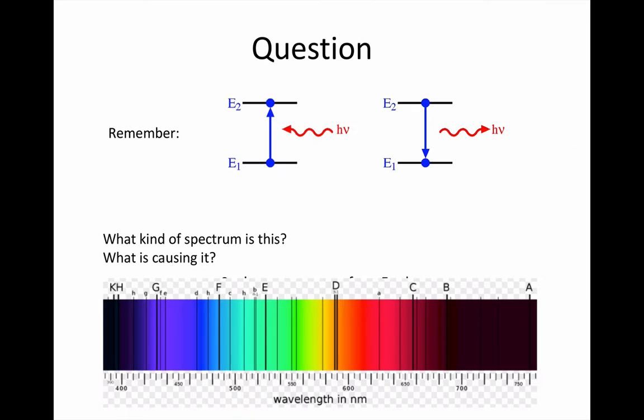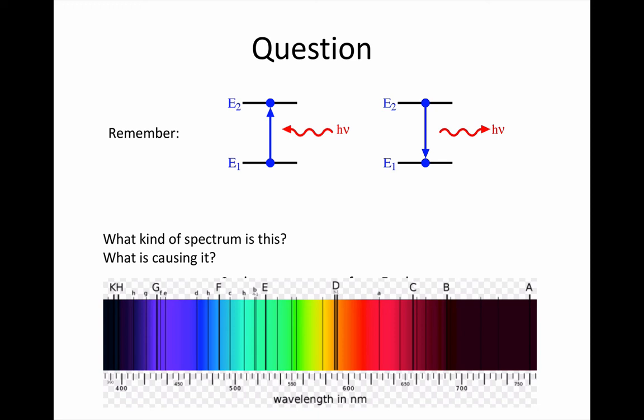Now here's a question for you. We've just seen that an atom can absorb a photon and jump up an energy level, or it can jump down an energy level and emit a photon. So the picture at the bottom shows the visible spectrum that we see from the sun. And it has black lines in it. These are called Fraunhofer lines after the man who first observed them in 1814.